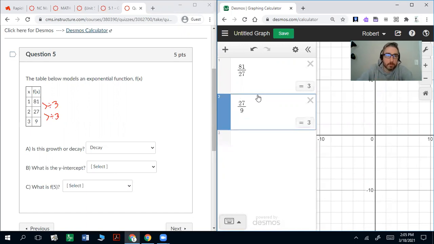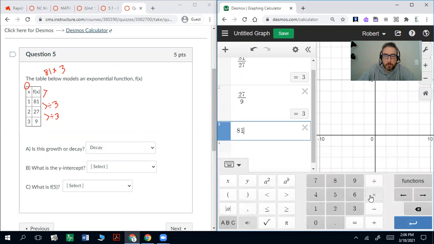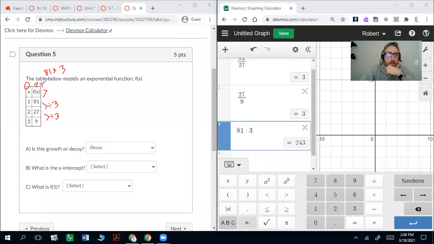But when you're going backwards, the y-intercept is when x is 0. So you have to think about it: if I've got to go up, I've got to actually multiply by 3. So we're going to take that 81 and multiply by 3. And that'll be a pretty big number. So that's 243. So at 0, you'll have 243. And that's your y-intercept.